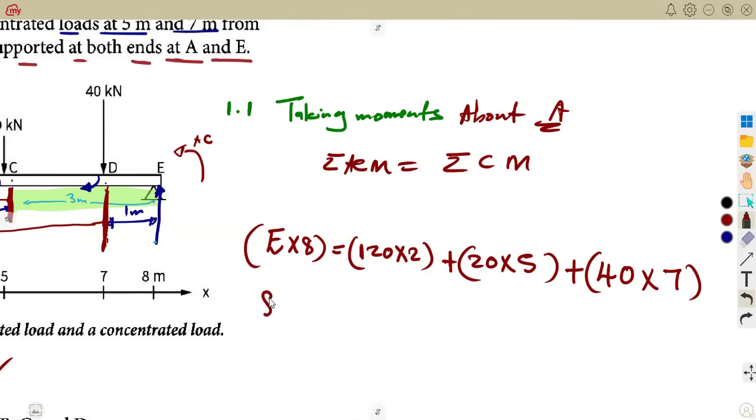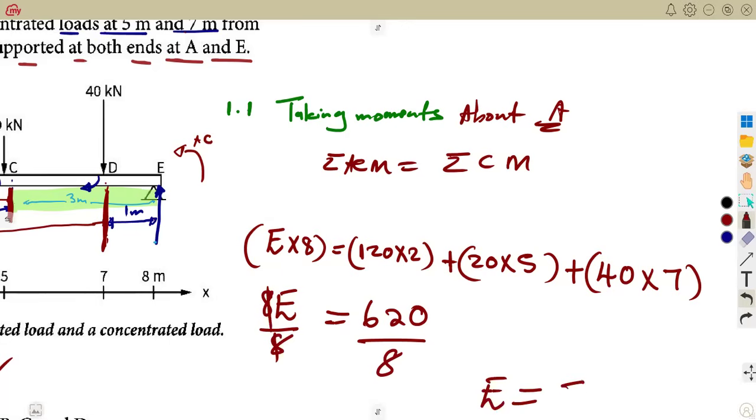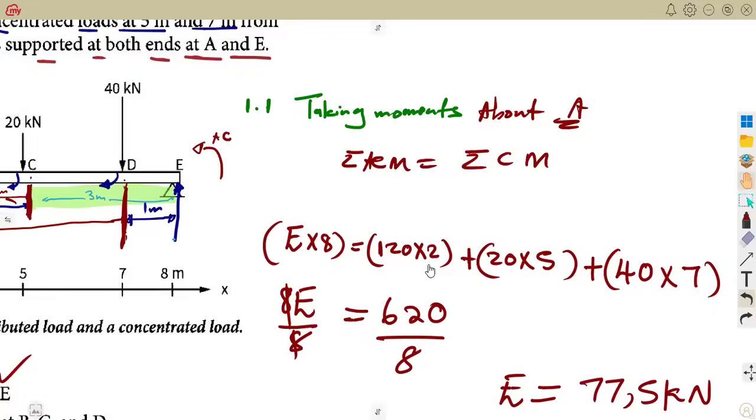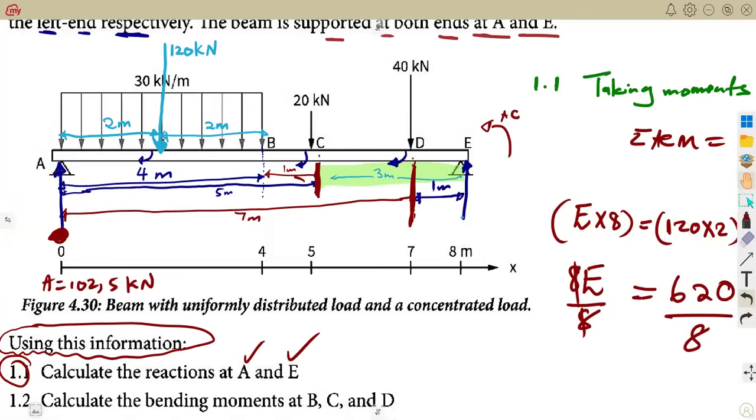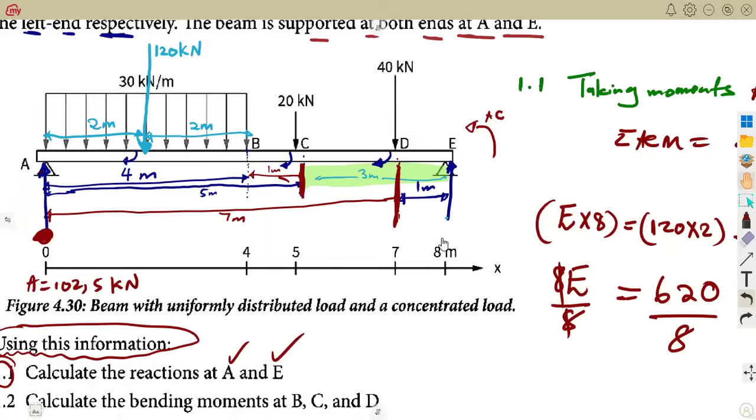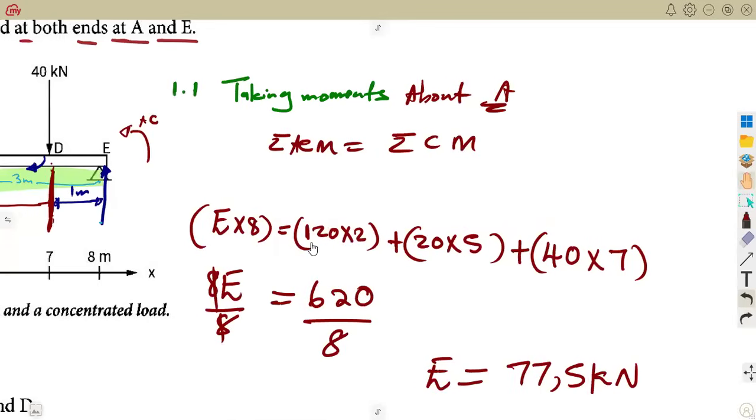Calculating the left-hand side, 8 times E is going to be 8E is equal to, you combine everything on the right-hand side, it was going to be 620. So divide by 8, you're going to have the value of E, which is 77.5 kilonewton. So after that, guys, you can even prove, remember the sum of forces going up must be equal to the sum of forces going down. So that is the case. That is the case. All right, just like that.